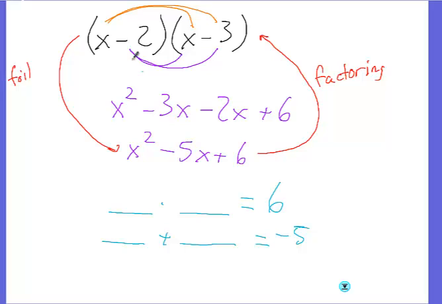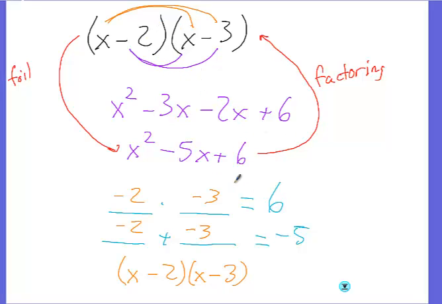Okay? And since you already have this problem, we know that the two numbers that multiply to positive 6 and add to negative 5 are going to be negative 2 and negative 3. Okay, so negative 2 times negative 3 is positive 6. Negative 2 plus negative 3 is negative 5. So you know that works because that's what we need to get. So your answer would be x minus 2, x minus 3, which coincidentally is what we started with.